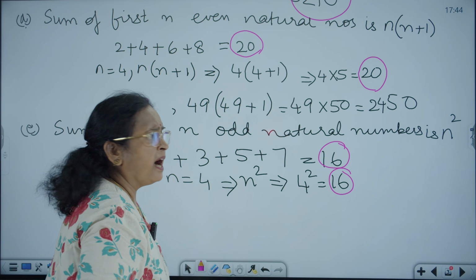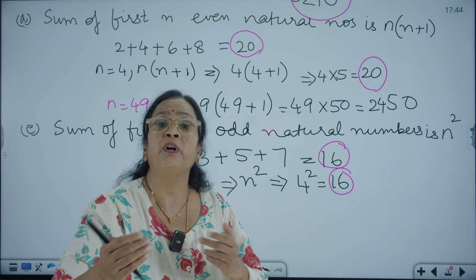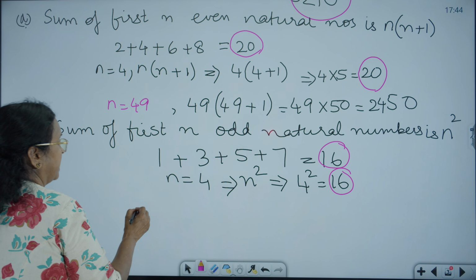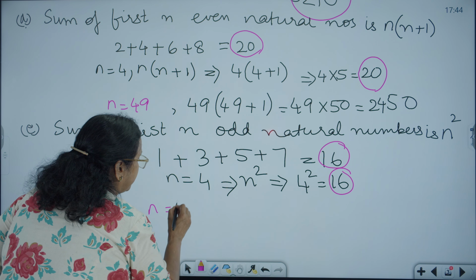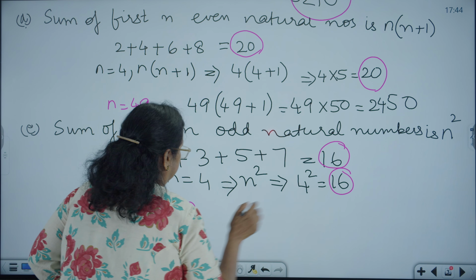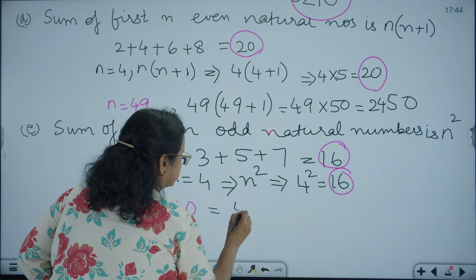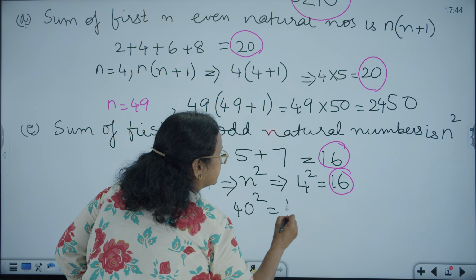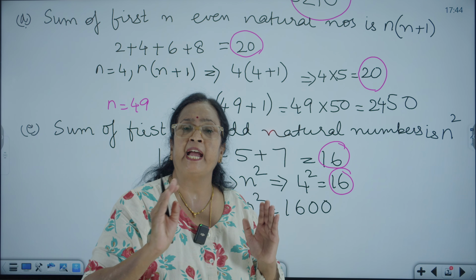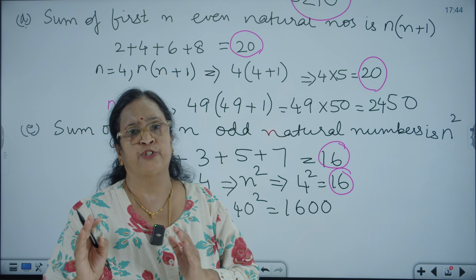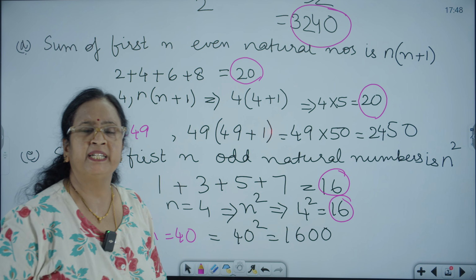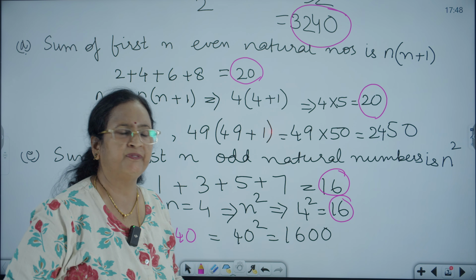Alright. So, now as I told you, suppose it is 40. What will we do? Now, n is 40. How do we do that? Just write the formula n square. So, that is 40 square, that is 1600. So, the sum of first 40 odd natural numbers is 1600. So, now let us learn all the formulas which we have done today.